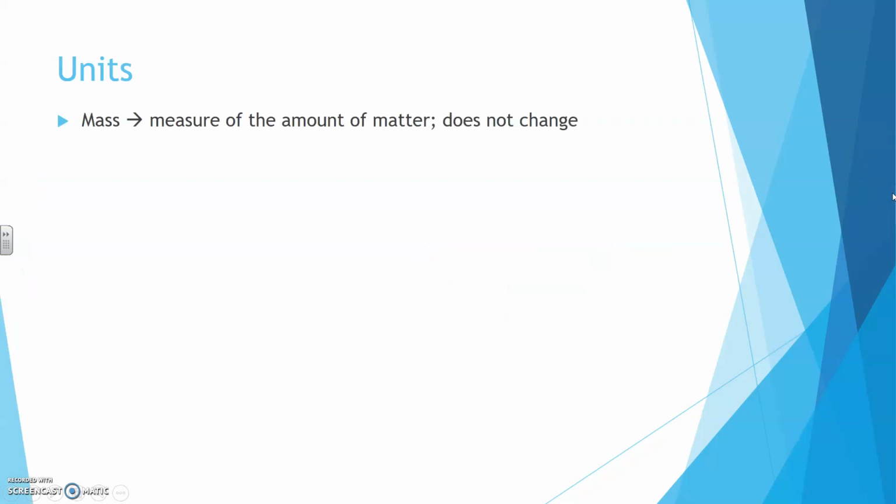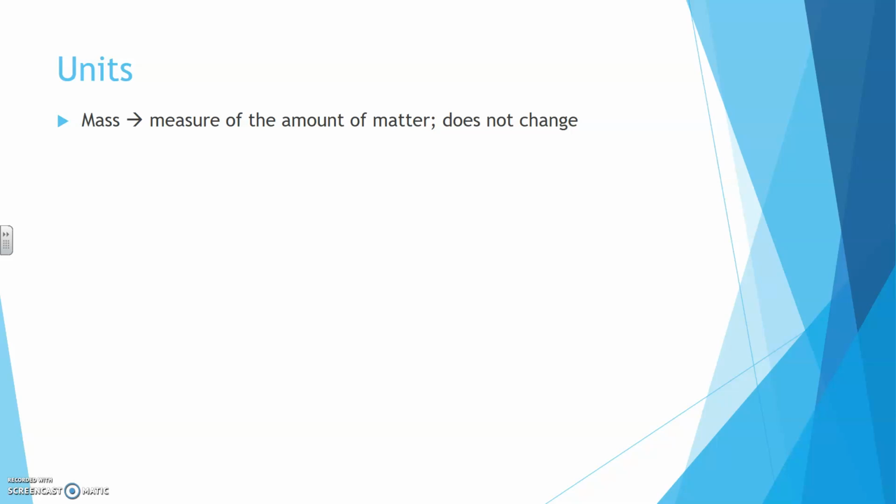Alright, so units, obviously you're going to have a lot of different units depending on what you're measuring. So for mass, it is a measure of the amount of matter in an object, and it will not change. That's of course based on if the object itself changes shape or size, then mass would change. But if something like that doesn't happen to the object, then the amount of matter will not change.